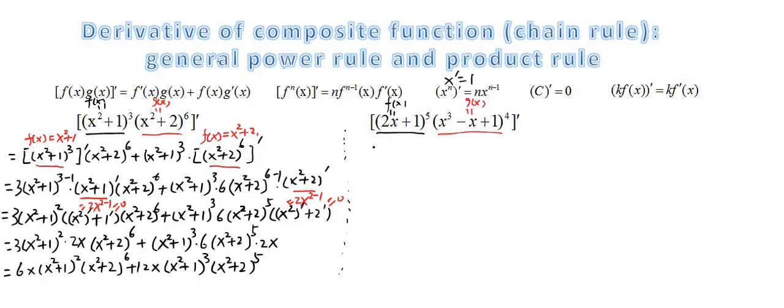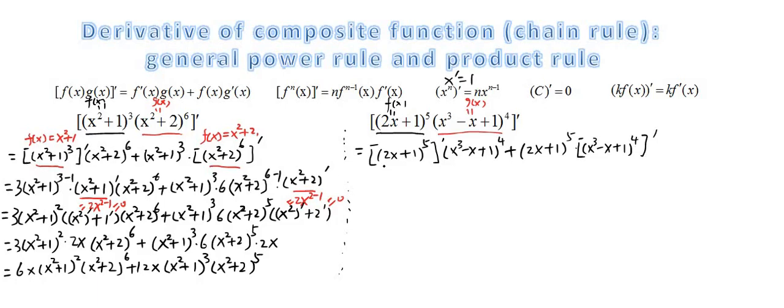Now we're going to apply the product rule. We have the derivative of f(x), so we have [(2x + 1)^5]' times g(x), that is (x^3 - x + 1)^4, and plus f(x), that is (2x + 1)^5 times the derivative of g(x). So [(x^3 - x + 1)^4]'.